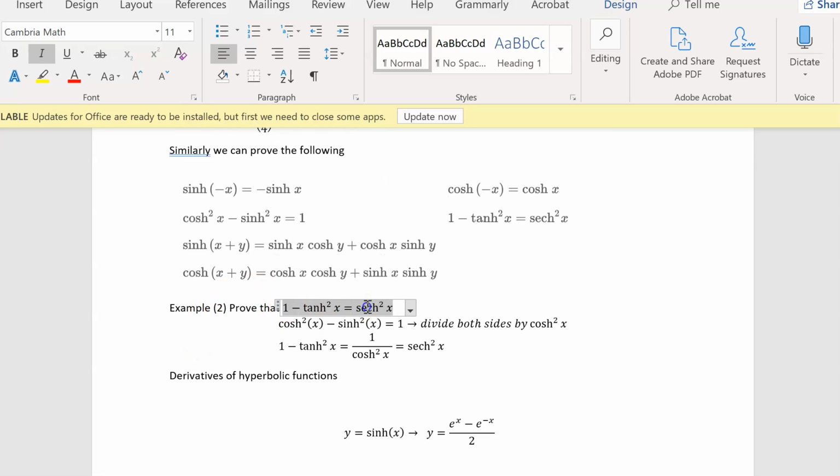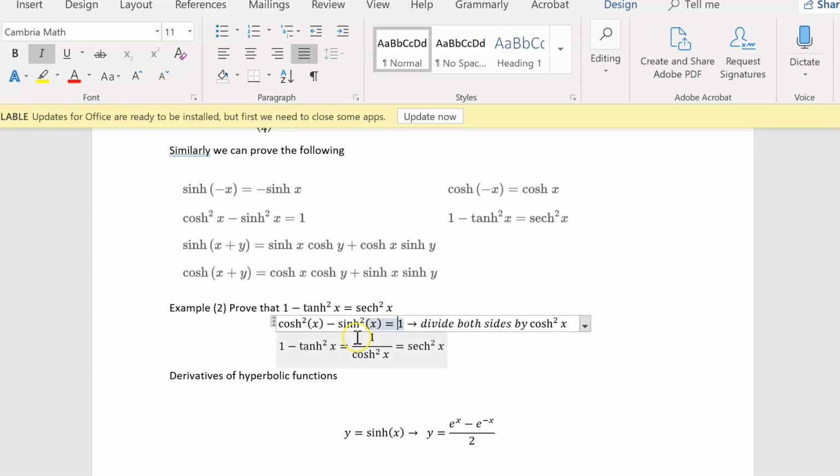So if you want to prove this one as an identity, that is 1 minus tanh squared x is equal to hyperbolic secant squared x. And so how do you do that? We start with the Pythagorean type identity, which is cosh squared minus sinh squared equals 1, and then you divide both sides by cosh squared. So when you divide this by cosh squared, this goes off and you get 1 minus sinh squared over cosh squared, which is tanh squared.